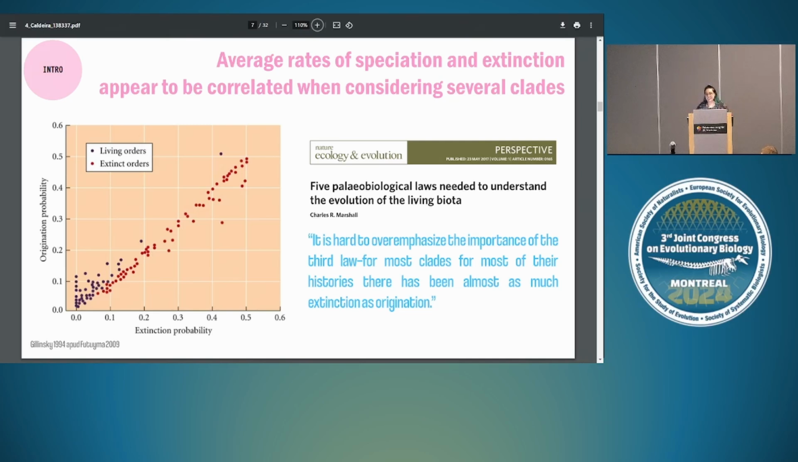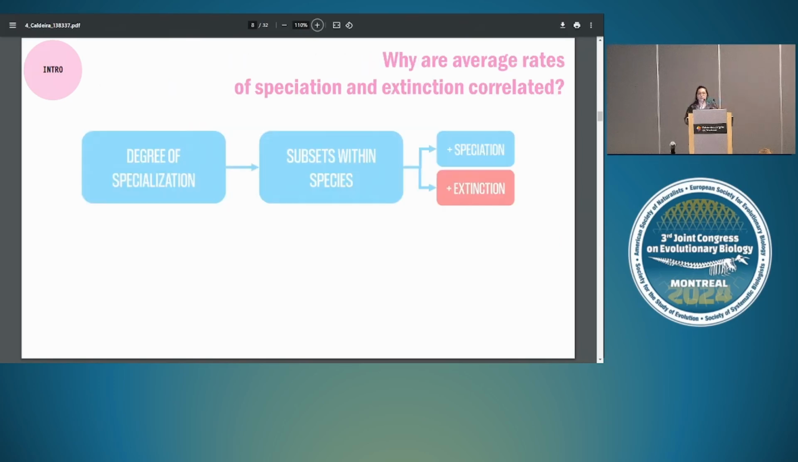And in 2017, Charles Marshall published that paper, Five Paleobiological Laws Needed to Understand the Evolution of the Living Biota. And he considered this pattern as the third paleobiological law, the one that I talked about in the title. He also notes about this law that for most of the clades' histories, there has been almost as much extinction as origination. But why are average rates of speciation and extinction correlated throughout the diversification dynamics?